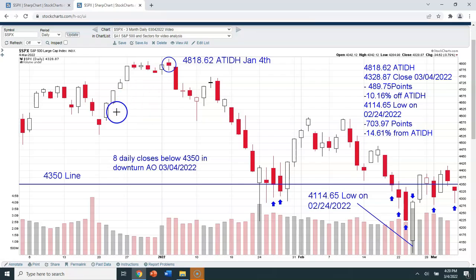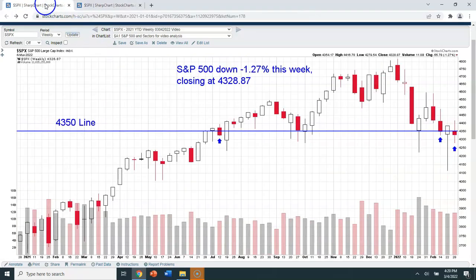We will come back to this chart in just a couple of minutes, but I want to move over to a weekly candlestick chart of the S&P 500 so we can get a big picture view as to what has happened this week, and then we will move on to the shorter term chart. So for the week, the S&P 500 was down 1.27%, and we closed at 4328.87. Over here on the right-hand side of the chart where my cursor is moving, that is this week's trading.